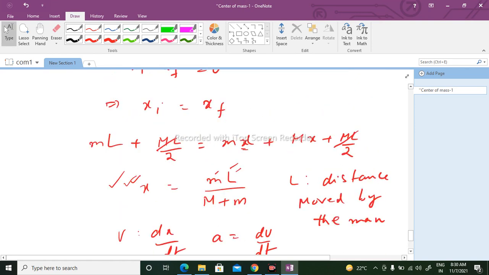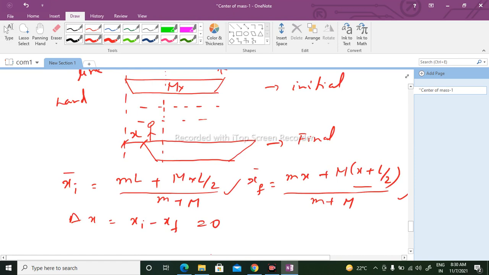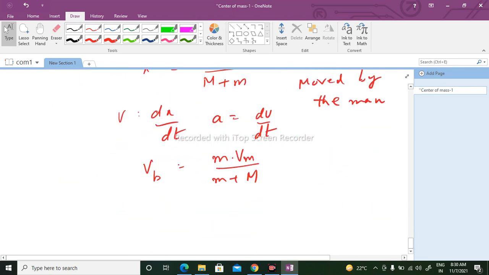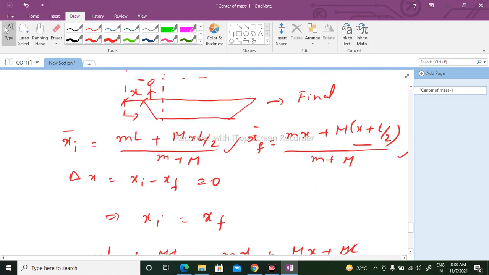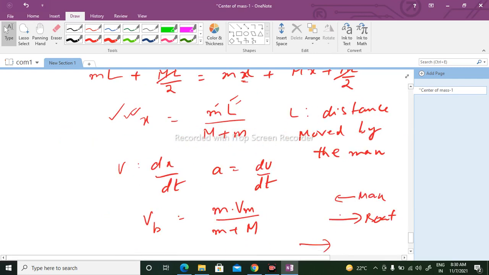See students, here we have taken x in this direction, and we are getting positive. So it means that when the man is moving like this, the boat will adjust in the opposite direction. Suppose the man is moving like this, the boat will move like this. Okay, so they are mutually opposite. The same formula can be applied if there are multiple people. Suppose there are two people, then also we can apply the same concept. Okay.